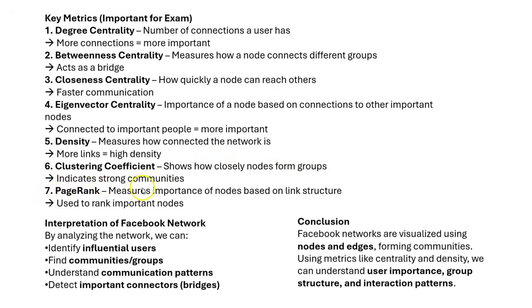And PageRank measures the importance of nodes based on link structure. For example, it is used to rank important nodes. Clear? Interpretation of the Facebook network: by analyzing the network, we can identify influential users who have more followers. We can find the communities or groups, understand communication patterns, and detect important connections as well by using bridges.